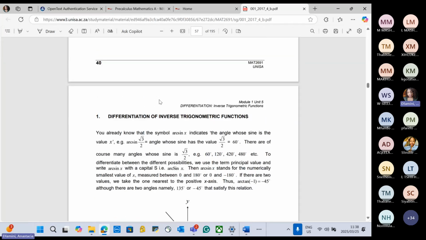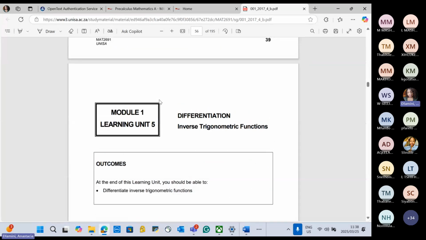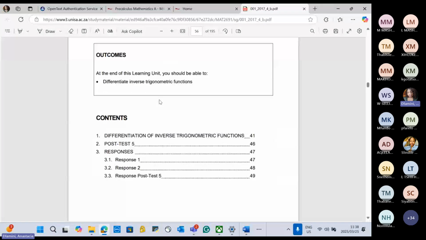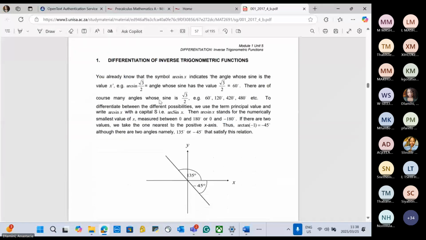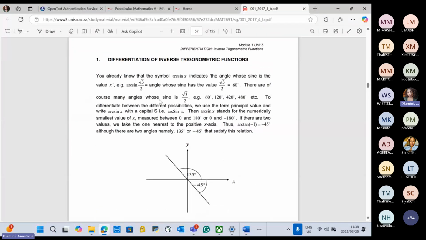And then today we're looking at inverse trigonometric functions. Do you understand what inverse trigonometric functions are? Do you know them? Guys? Silence, should I assume silence means yes, we are okay?